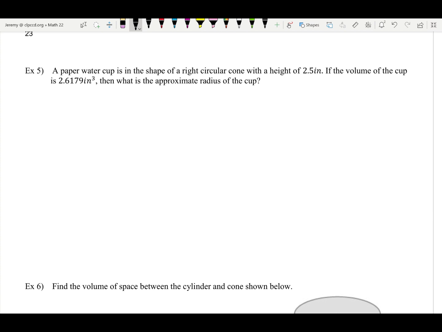I know that the volume, actually let me draw a picture first just to make sure that we are in agreement about what this shape looks like. It looks something like this. I don't know exactly what the proportions are going to look like in the end, but I know that this height, right, which is really the distance from the center of that circle to the vertex, that point up there, that height is 2.5 inches. And the volume is this number here.